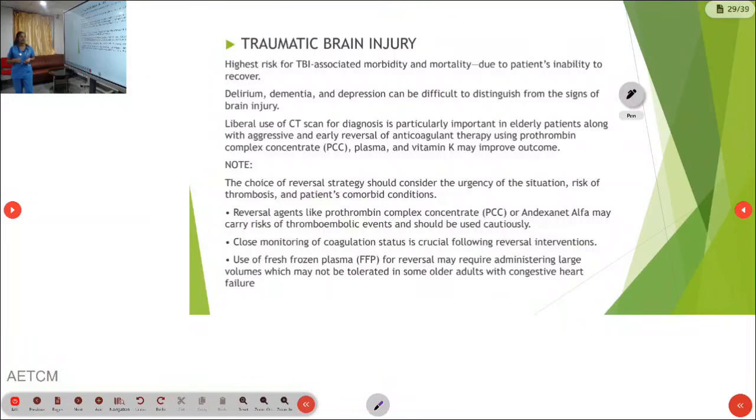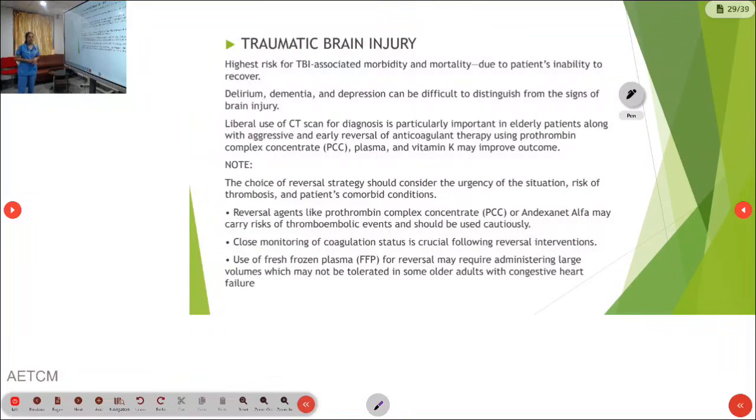along with aggressive and early reversal of anticoagulant therapy using prothrombin complex concentrate, plasma, or vitamin K. The choice of reversal strategy should consider the urgency of the situation, risk of thrombosis, and the patient's comorbid conditions. Reversal agents include PCC and vitamin K, which also carry the risk of thromboembolic events and should be used cautiously.